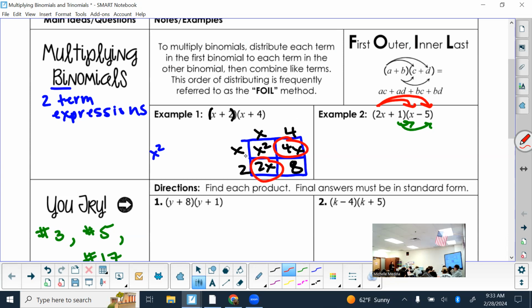What's 4x plus 2x? Table 1, can you tell me 4x plus 2x? 6x, and it's positive, so I'm going to put a plus sign. That's a common mistake I've been seeing, is not putting a plus sign here. You got to show that it's adding 6x. And then this 8 doesn't have a like term, it's still in the answer. You're just not combining it with anything. And here's my final answer for example 1. Okay, questions on that one?